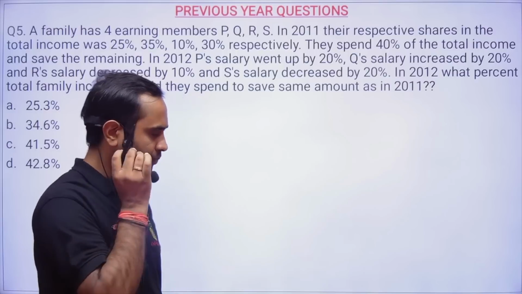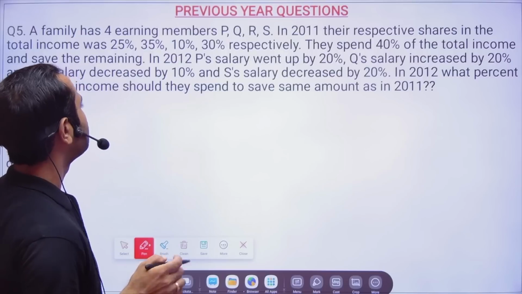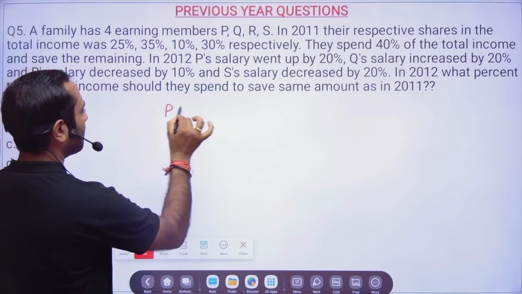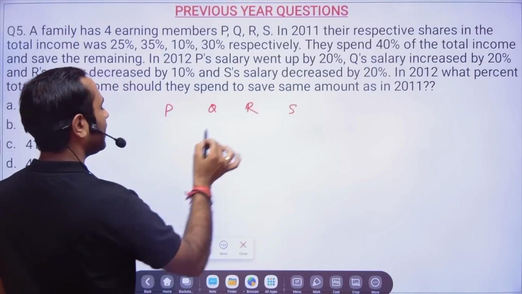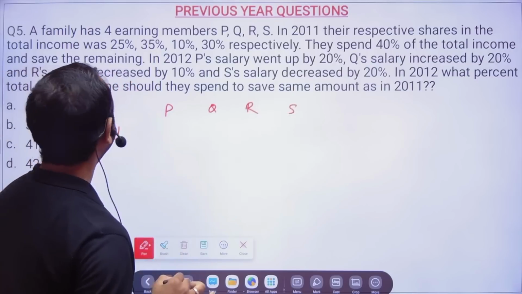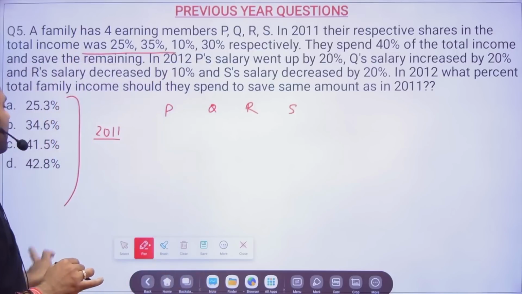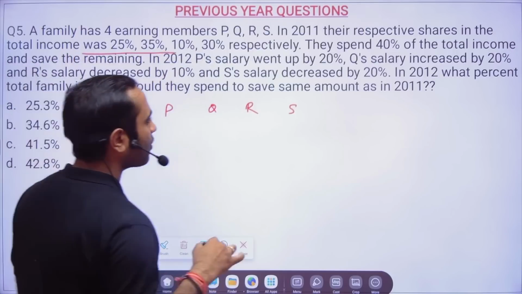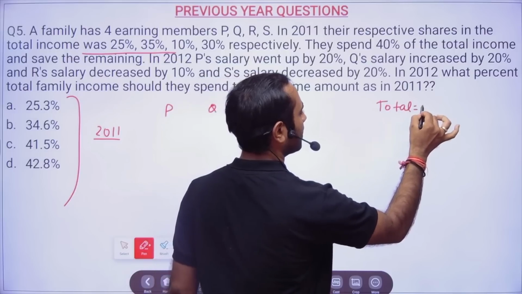Let us see. So a family has 4 earning members, PQRS. In 2011, their respective shares in the total income were these. Friends, the options are given in terms of percentage. Blindly take what? Sir has told that blindly you can take 100 and solve it.